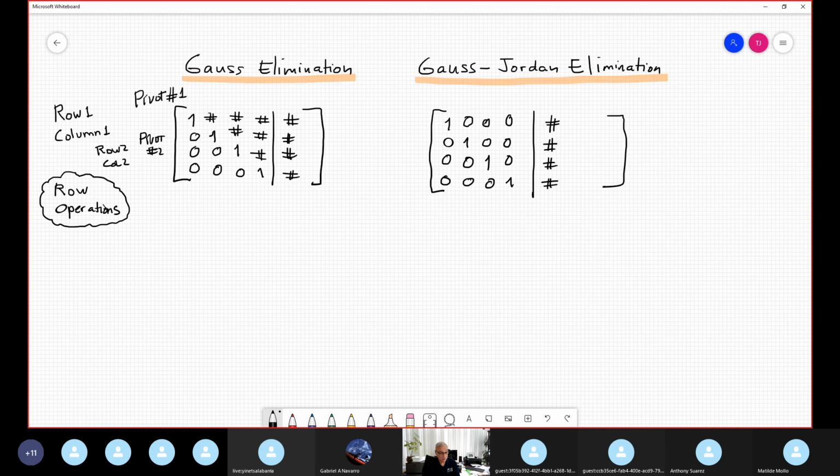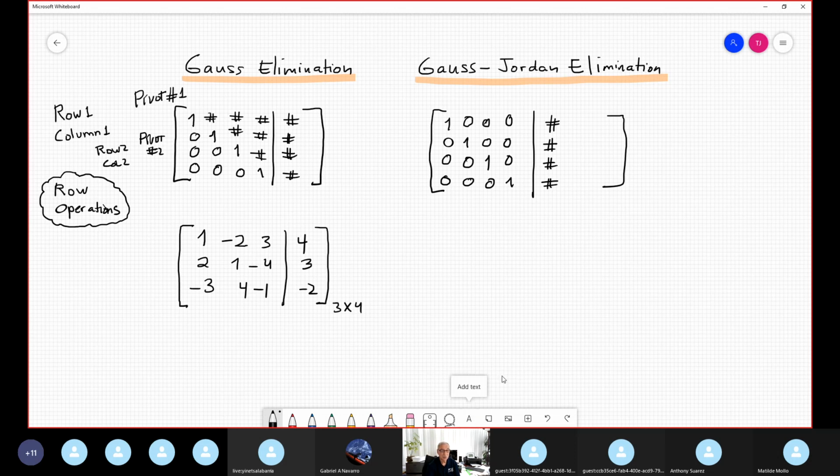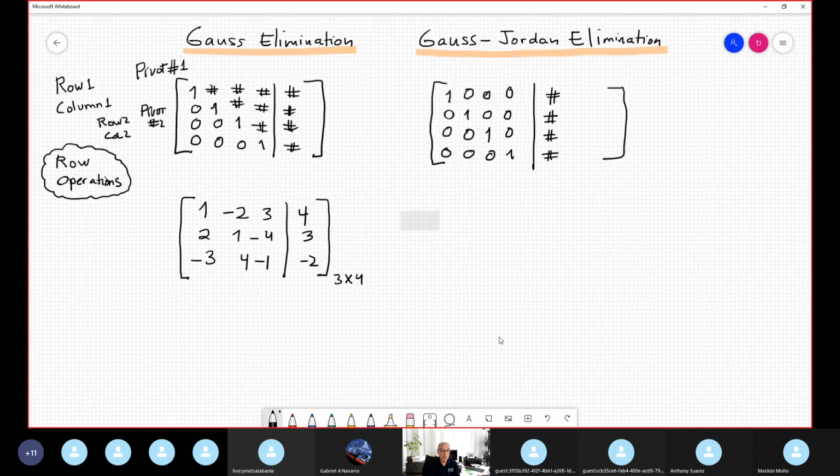To see more clearly, let's see an example. Suppose this example I did. Don't ask me where these numbers come from, because there are several operations I will explain in the next example. Suppose you have that system: 1, -2, 3, and 4. And 2, 1, -4, 3. -3, 4, -1, and -2. This is the given system, which is 3x4.